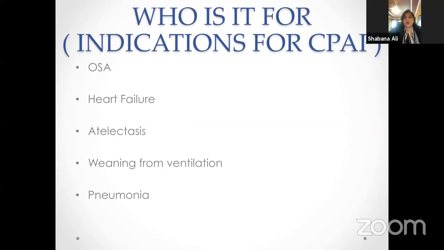So the indications for using the CPAP, the first one is obstructive sleep apnea. When the patient sleeps, the airway gets obstructed, so that's one of the conditions in which we can use the CPAP. The other is heart failure, because in patients with CHF, the BiPAP can improve the hemodynamics by reducing the preload and afterload. However, it may cause hypotension at the same time, so you have to be very careful about that.